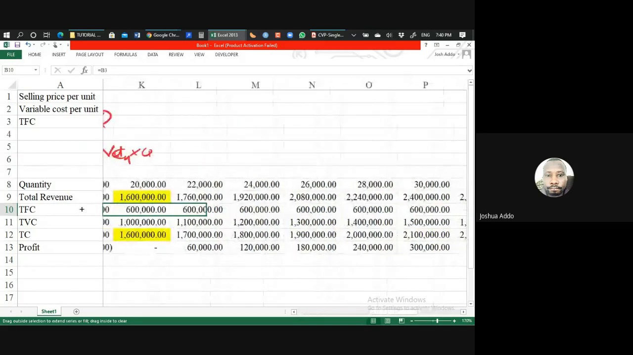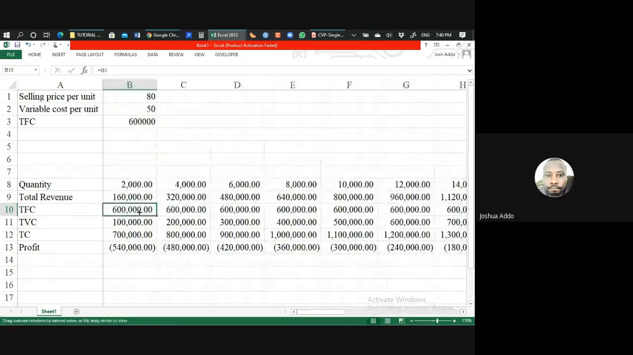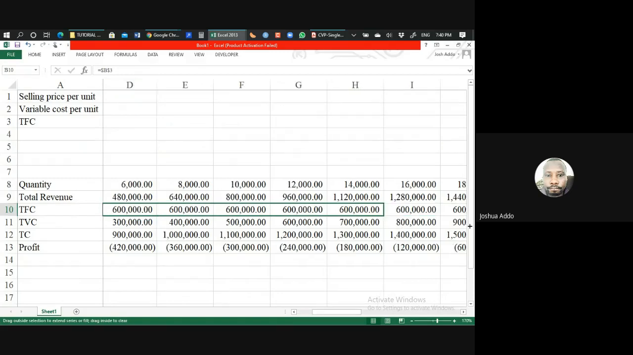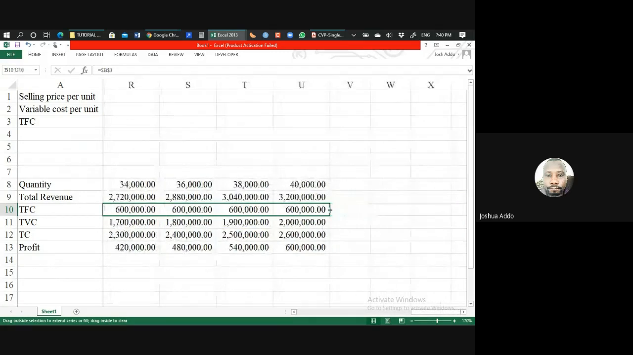Sorry, I have to do something about the coding. So here I have to make it total fixed cost. This is equal to this. Good. So I am referring to it from that central point, so I can simply change the figure there for it to recalculate everything for me.